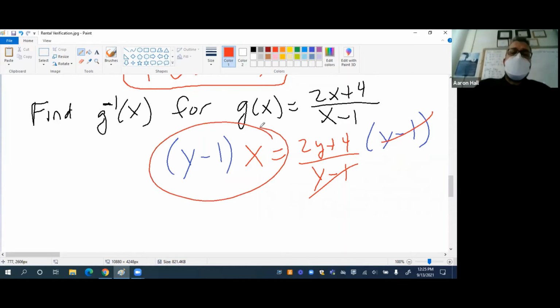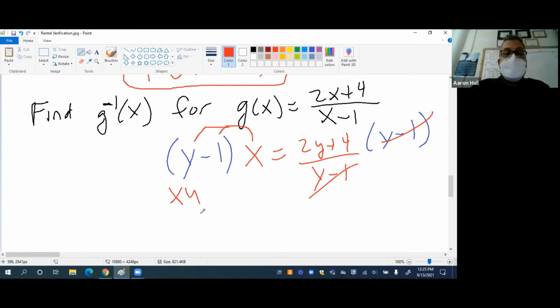But what do we do over here? Well, we factor. Okay, how about if we do the opposite of factor, which is to distribute. So we're going to distribute, and if we distribute, we get what? Xy minus x. Even if you think it's a dead end, we don't know what else to do, so let's explore this anyway. What do we still have over here? 2y plus 4.